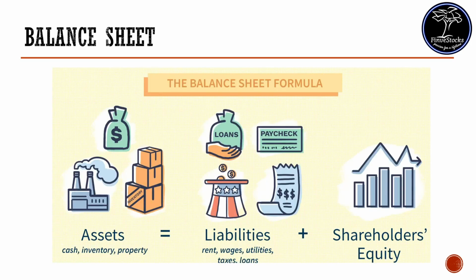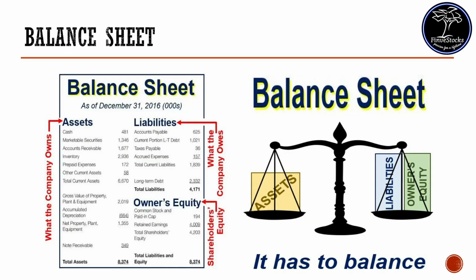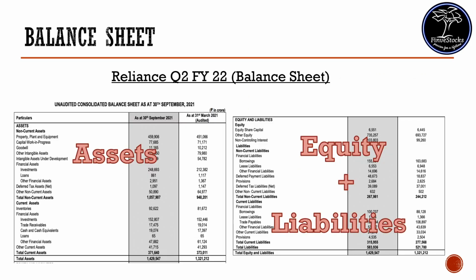So this is showing a typical balance sheet as on December 31st, 2016 for a particular company XYZ. It mentions all the assets on the left side, and the right side shows the liabilities as well as the owner's equity. So overall assets match the overall liabilities plus equity. The main criterion of a balance sheet is to balance assets with liabilities and equity on the other side. So here we mention one live example of Reliance for quarter 2 financial year 22.